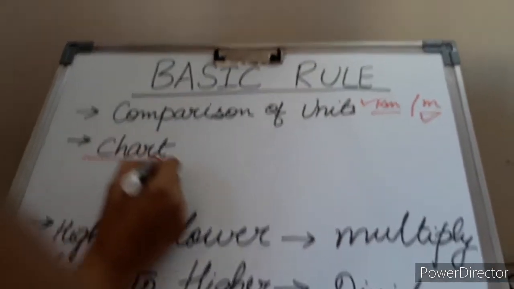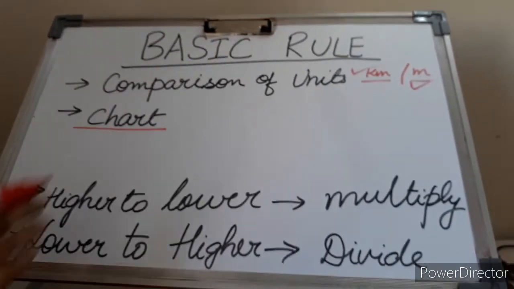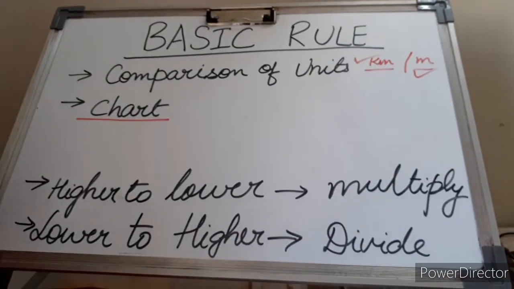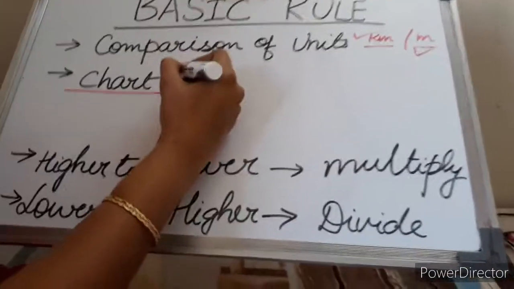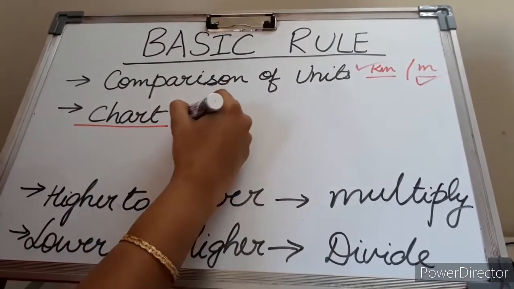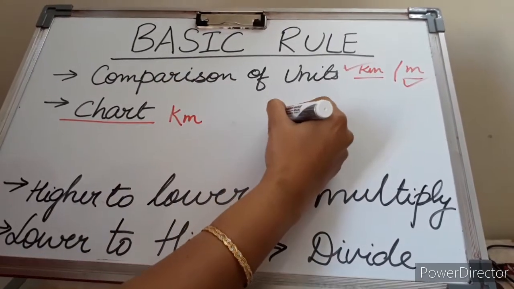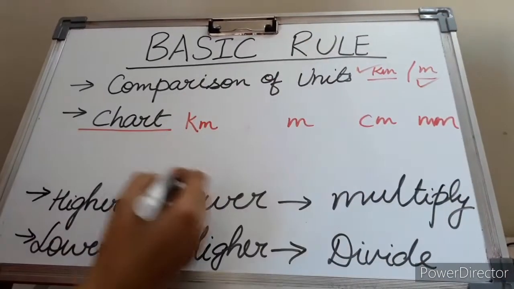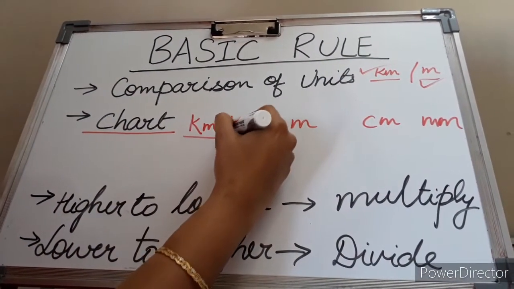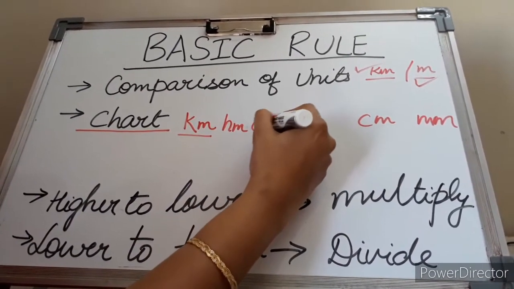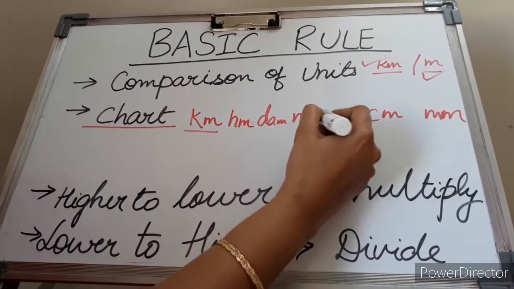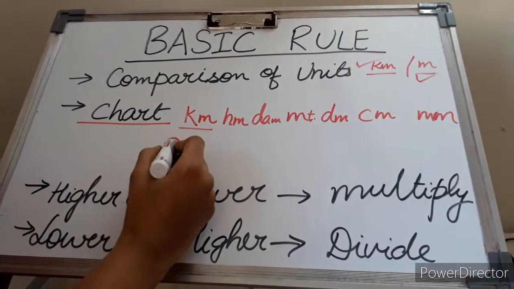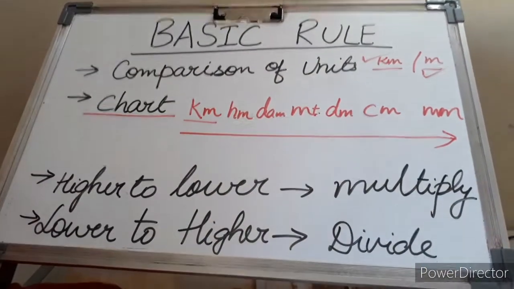Then comes the chart. This chart is very important. Up till now we had done only kilometer, meter, centimeter, millimeter, but in between there are certain units. This we will understand first. See, we know about kilometer, meter, centimeter and millimeter. So after kilometer, in between, come hectometer and decameter. After meter there is decimeter, then centimeter, then millimeter.